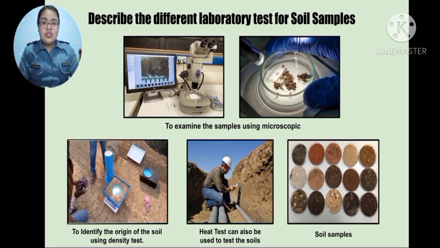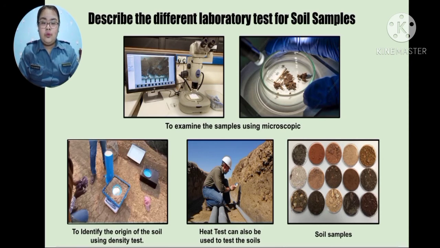Then, next, to identify the origin of the soil using density test. Another test naman daw po is makakatulong para ma-identify yung pinagmulan ng soil. Tinatawag po natin ito na density test, na tinatawag din na density gradient tube. Ito daw pong test na ito is nagko-consist ng adding liquid to two glass tubes.